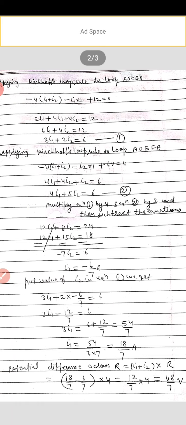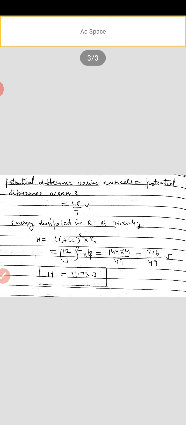Potential difference across R is equal to (I1 plus I2) into R, and on putting the values of I1, I2 and R, we get potential difference across R equal to 48 by 7 volt. Now, potential difference across each cell is equal to potential difference across R, and this is equal to 48 by 7.